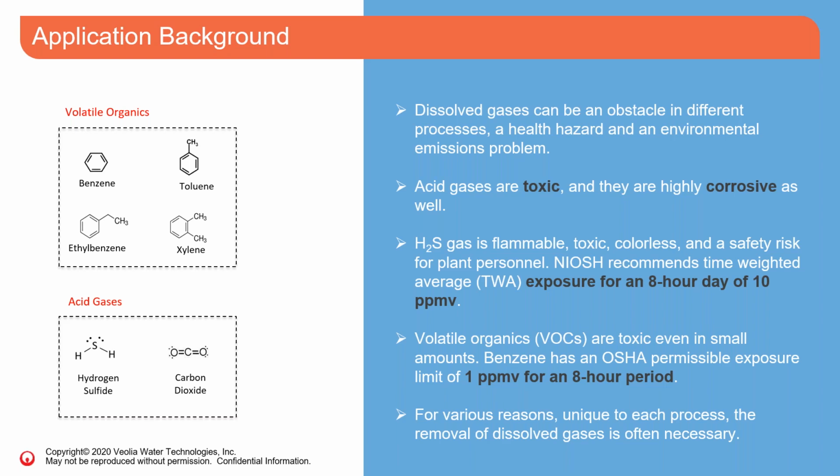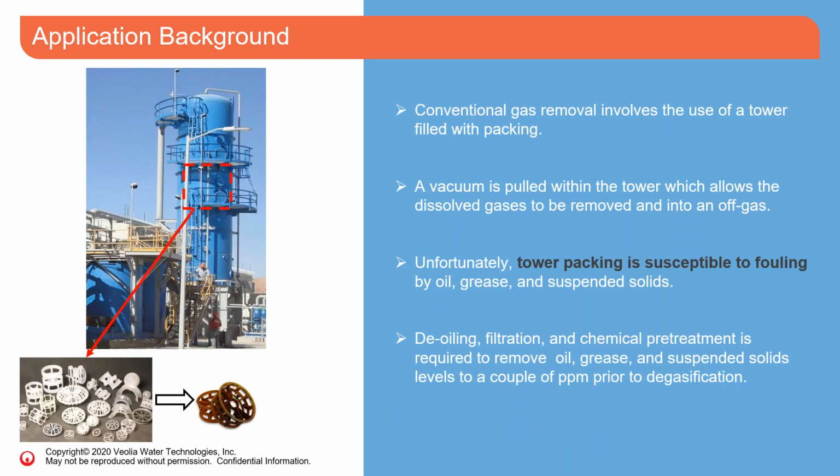Now let's take a look at how these gases can be removed. Conventionally, in order to strip dissolved gases such as CO2, H2S, and BTEX from liquids, usually a packed or a sieve tray tower is used, similar to what's shown here. A vacuum is pulled in the tower that allows the stripping of these gases, which is then sent to an off-gas stream for further processing.